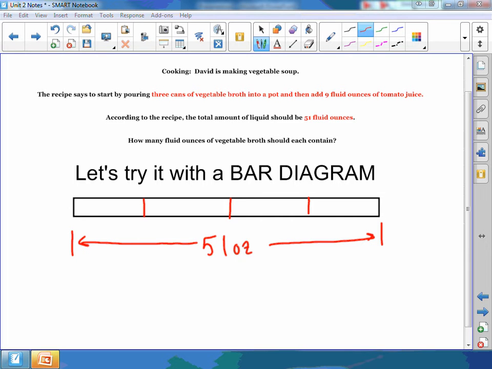Yeah, and I'm going to come out here to the right, and I'm just going to put 9 ounces out here because that's part of the recipe. The other one, like Riley said, is 3 cans of the vegetable broth. Now, I don't know how much is in each can. That's what I'm trying to find out. So if I don't know how much is in it or how much the value is, what do I do mathematically in that place? If I don't know how much it is, Lana?